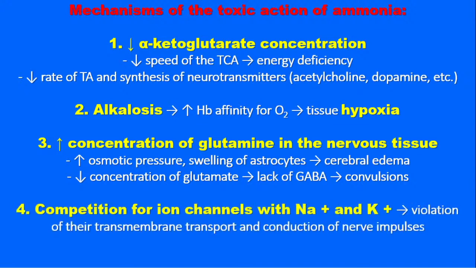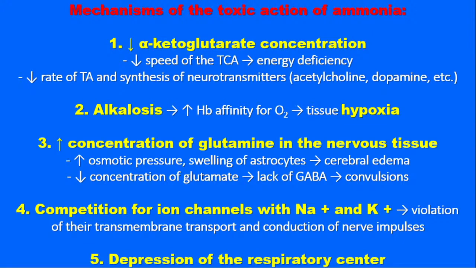Fourth point, the ammonium ion will compete with sodium and potassium ions for the membrane channels. You know that violation of this transmembrane transport will block the transport of many substances through the membranes, for example, transport of glucose, and will also disorder conduction of nerve impulses. Because during nerve impulses the polarization and depolarization of the membranes happen all the time, and the special concentrations of sodium and potassium must be kept in our cells and the extracellular medium.